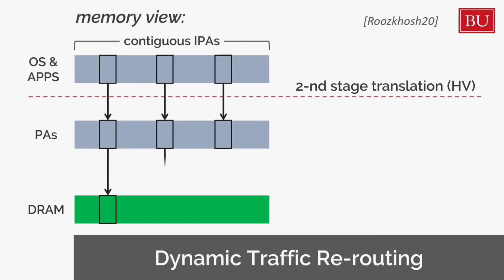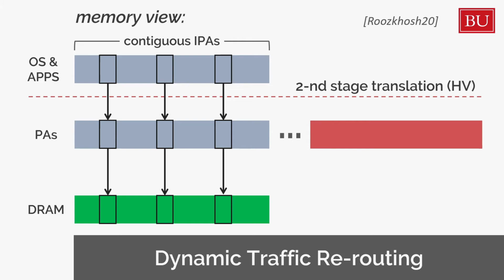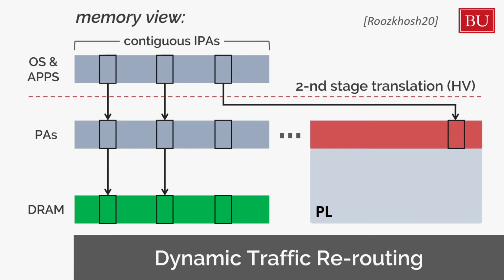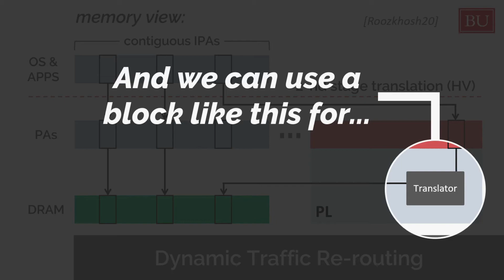Now, the way PLIM works is that we use the fact that the FPGA is allocated its own set of physical addresses. And what we can do from the hypervisor, in a way that remains transparent to the operating system, to the guest OS, is change the second stage translation to map inside the FPGA. And then in the FPGA, we have our translator that takes that address and rebases it in a way that corresponds to the original location in DRAM. So you can see that if we had the right hypervisor, we can reroute the traffic of an application dynamically and also selectively. Okay, so for example, what we can use it for, why this is a breakthrough that enables techniques that were unthinkable before.